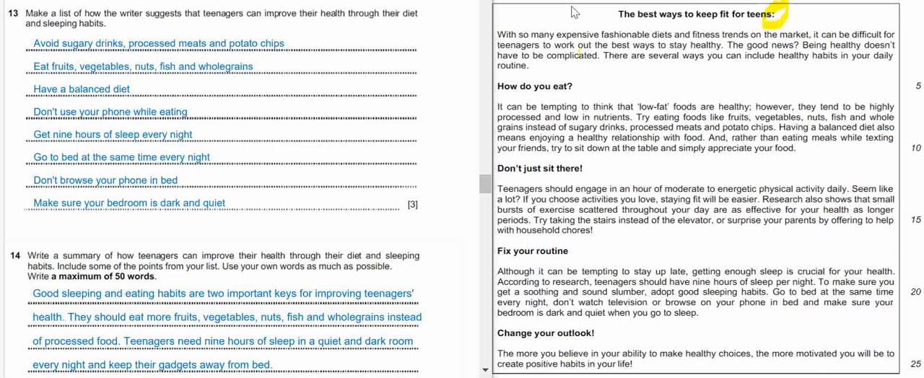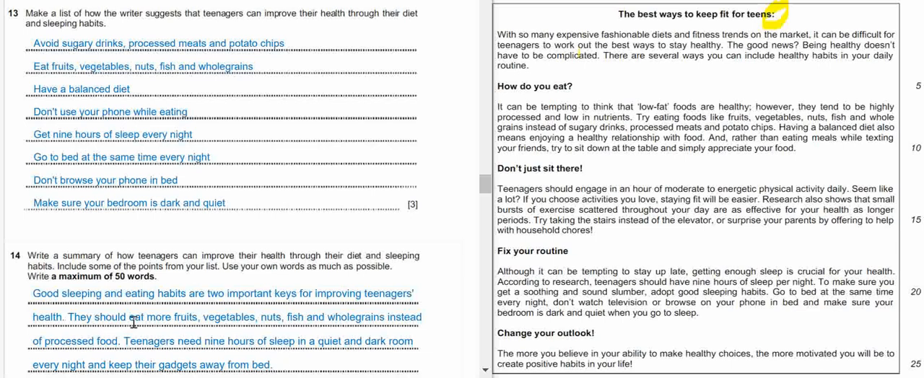Right, if you count the words, it will be less than 50. So this is 1, 2, 3, 4, 5, 6, 7, 8, 9, 10, 11, 12, 13, 14, 15, 16, 17, 18, 19, 20, 21, 22, 23, 24, and so on up to 48 words.